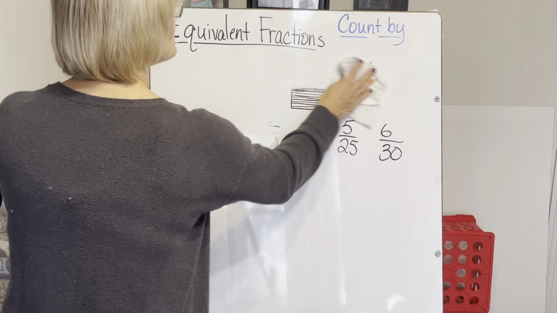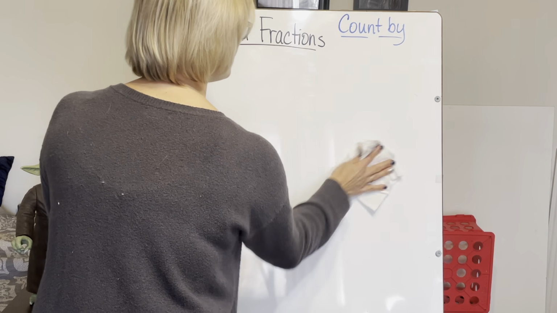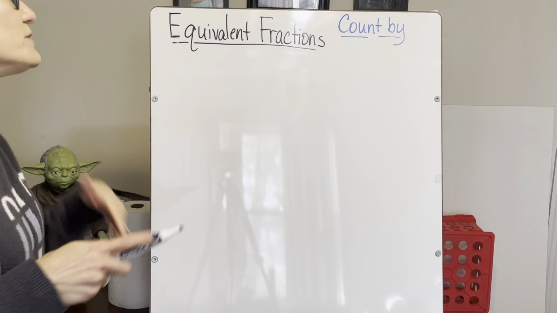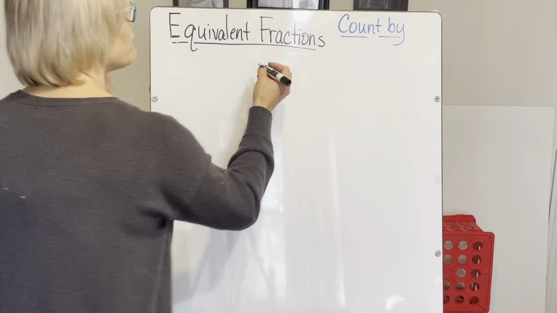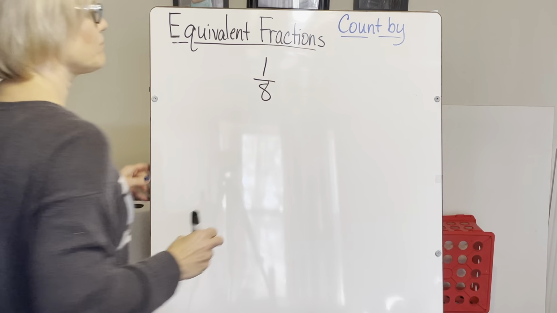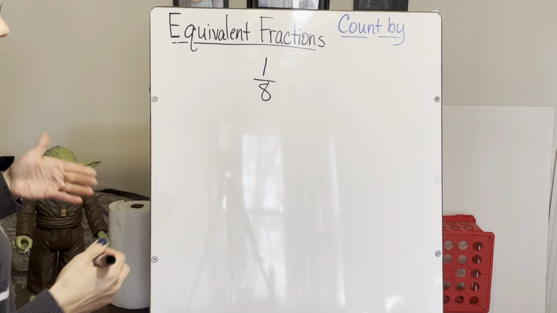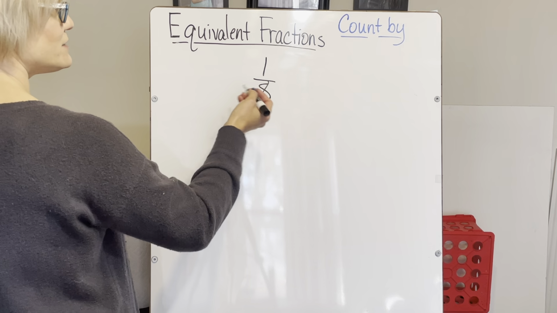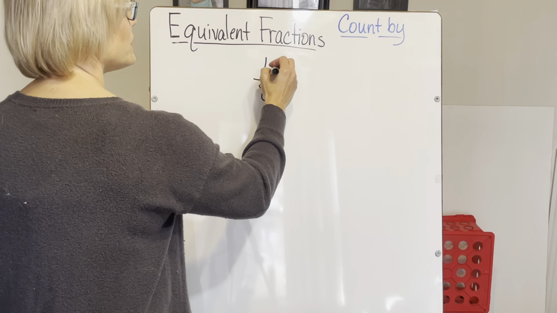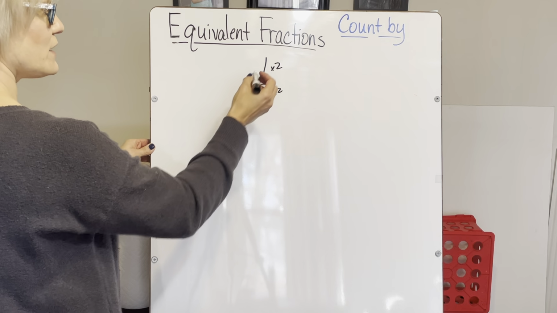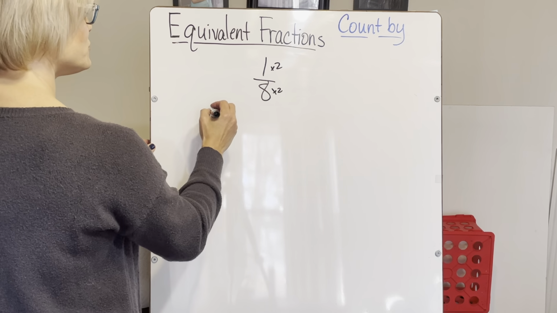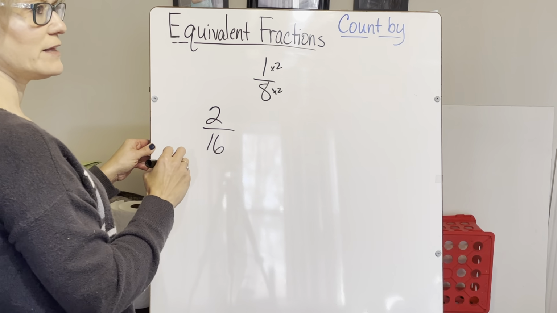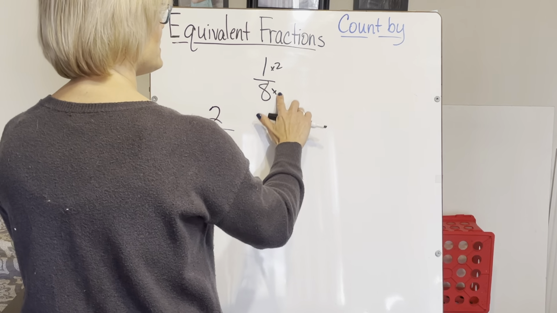Okay, so let's go on, and you saw our pattern. So let's see if that pattern continues if we do eighths. All right, so again, my count by. So I've got, let's do times 2. So again, I've got 2, 1 times 2 is 2, 8 times 2 is 16. Aha! I think I'm seeing the same pattern.